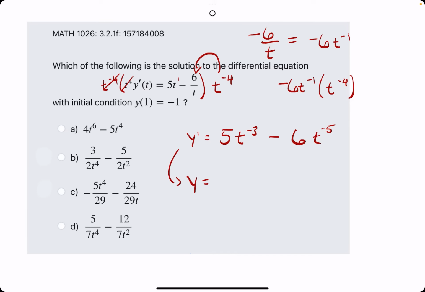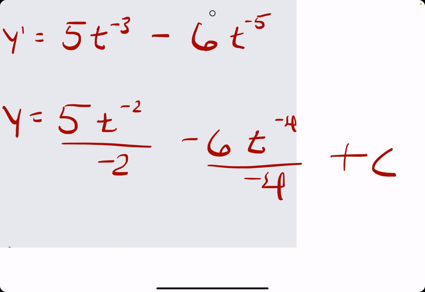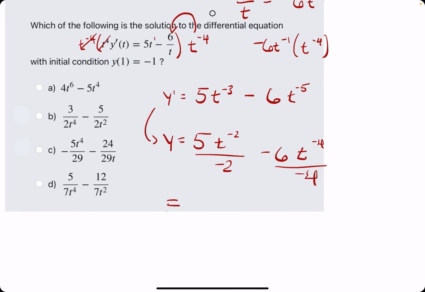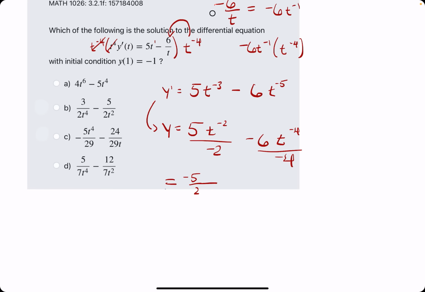And now we find their antiderivatives, leaving the coefficients, adding 1 to the exponent, and dividing by whatever that new exponent is. Negative 6, t to the negative 5 plus 1 is negative 4, dividing by negative 4. And we mentioned in the last one, we would have plus c, but hopefully it'll work out every single time that the c will be 0. So let's ignore that and see what happens. So for the numbers here, we have negative 5 halves. Right away, that might tell us what our answer is. So let's work out the rest though.